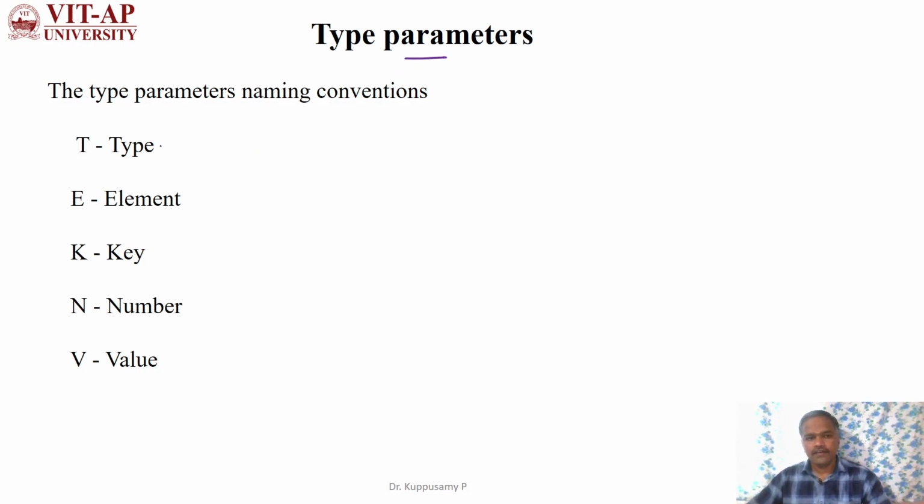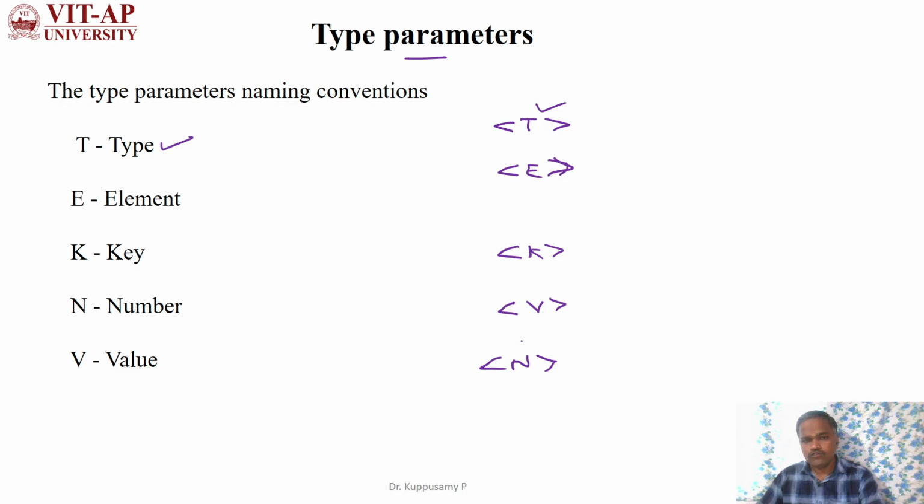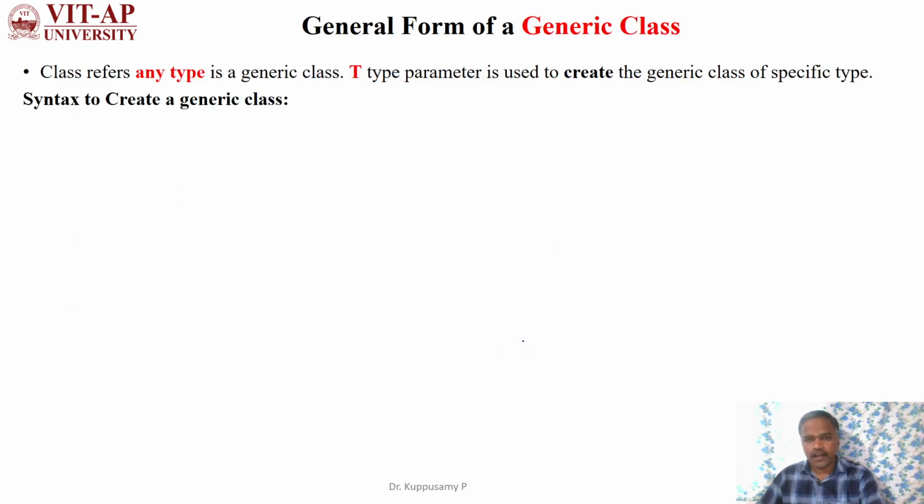This slide shows the type parameters in generic programming. Here we have different type parameters. T represents the type. So we can use T in the angle brackets to represent the type. Then E represents element inside the angle brackets. Then key is represented by K, value is represented by V, and number is represented by N. So there are different type parameters available in Java generics. We can use them depending upon our requirement.